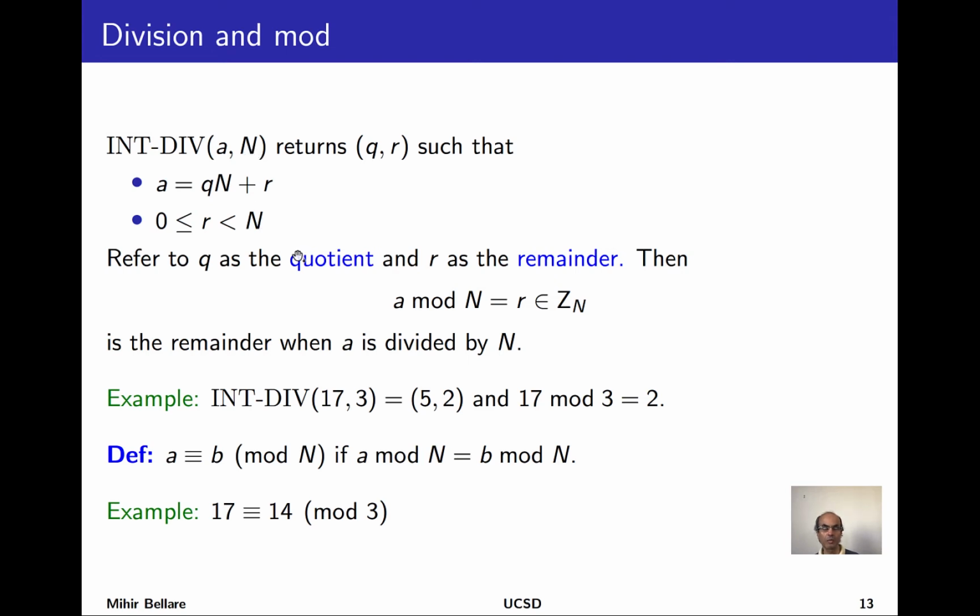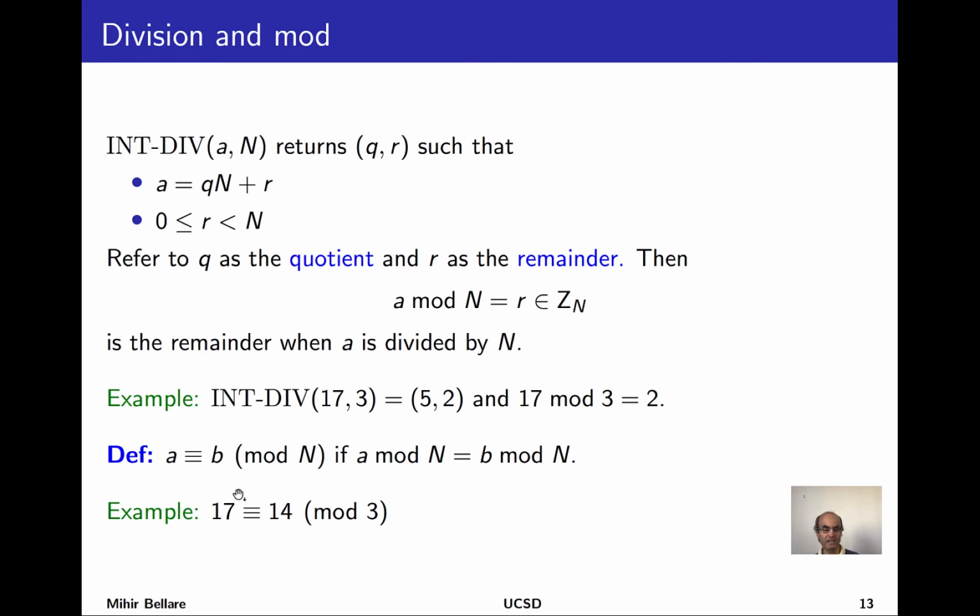So one of the outcomes of this is the mod function, because a mod n is just the remainder from integer division. For example, if you run integer division on 17 and 3, well, 17 is 15 plus 2, which is 5 times 3 plus 2. So you would expect to get 5 as the quotient and 2 as the remainder. In particular, 17 mod 3 is recovered as 2.